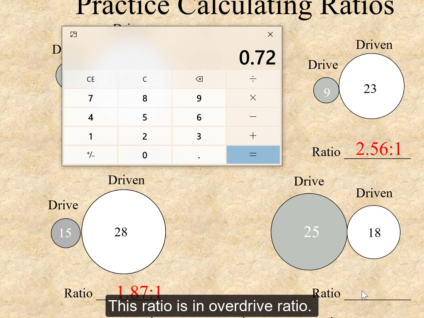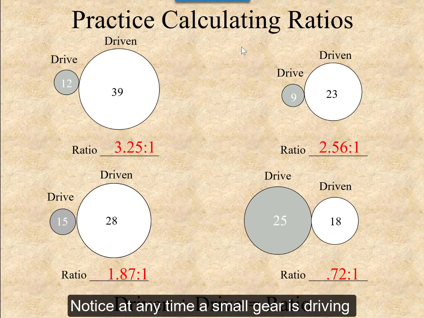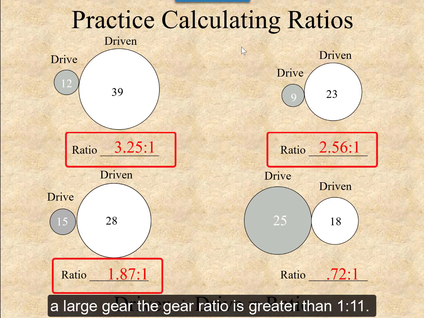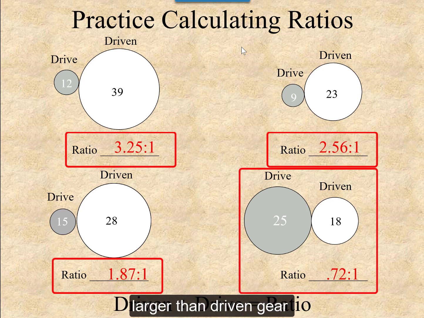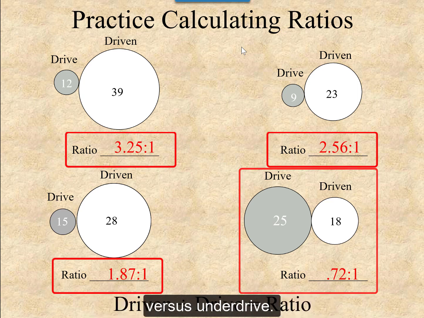This ratio is an overdrive ratio. Notice that any time a small gear is driving a large gear, the gear ratio is greater than 1 to 1. But when the drive gear is larger than the driven gear, the gear ratio is less than 1 to 1. This is an obvious sign of overdrive versus underdrive.